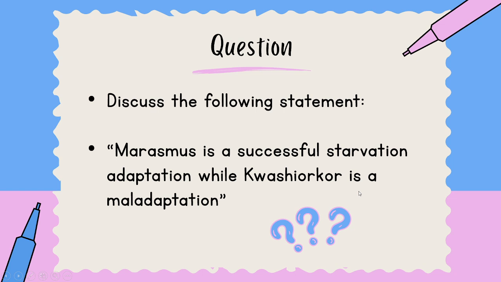And a question for you here: from a biochemical point of view, marasmus is considered a successful starvation adaptation, while kwashiorkor is maladaptation. What do you think of this statement? I would like you to discuss it briefly.